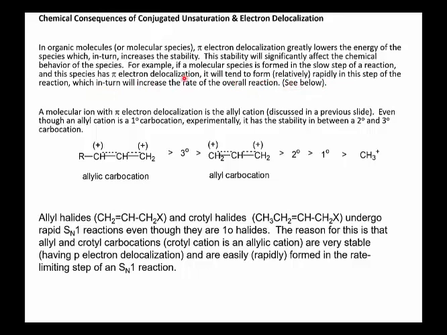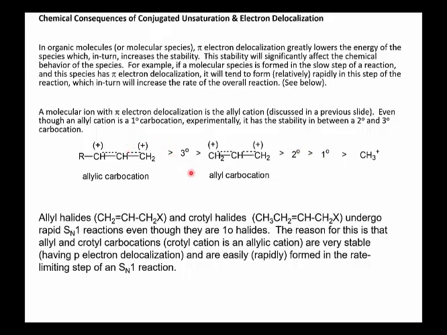So if we have a reaction where we're forming a species that has pi electron delocalization, that's a conjugated pi electron system, it's going to be more stable, and if it's more stable, it will tend to form more rapidly. Now, let's look at this set of carbocations.